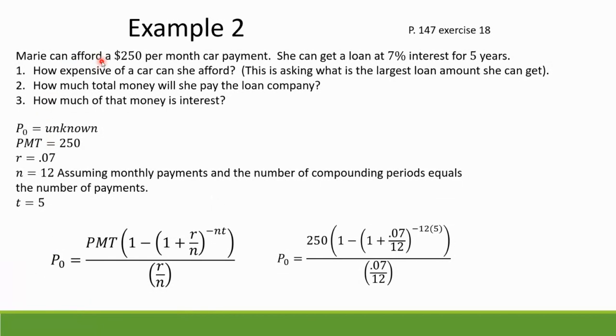So here, let's suppose that Marie can afford a $250 per month car payment. So she knows that's how much she can afford. And, you know, I guess she goes around to different loan companies. I don't know. But it turns out she can get a loan at 7% interest for 5 years. So she's somehow able to get that.